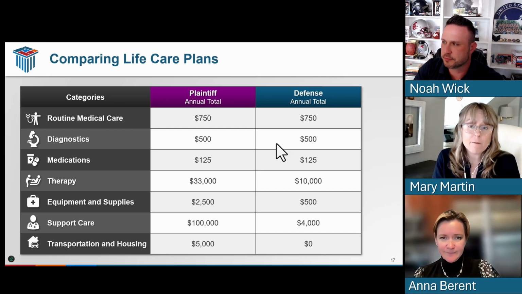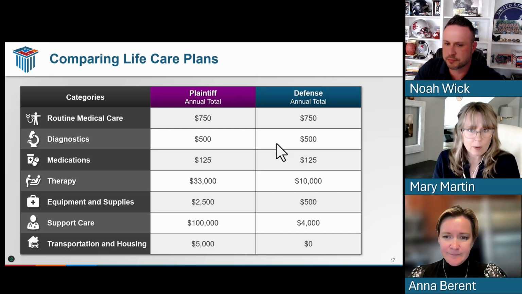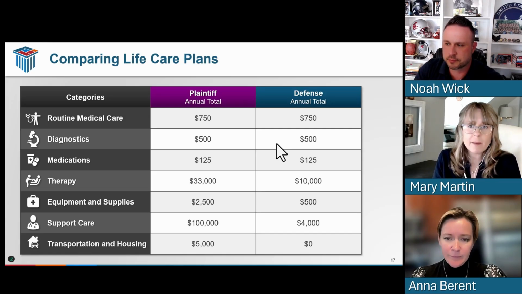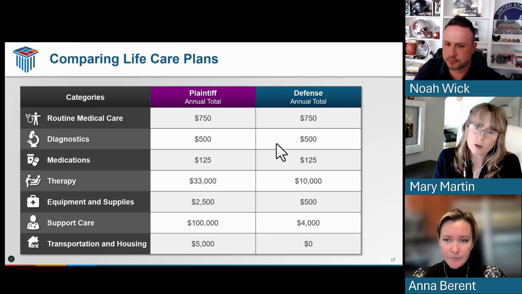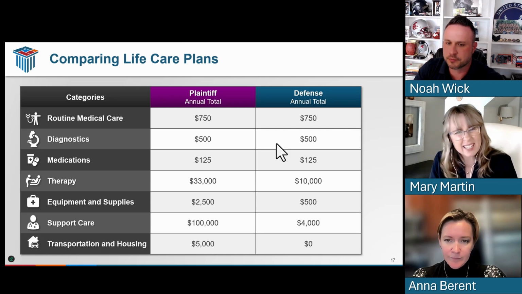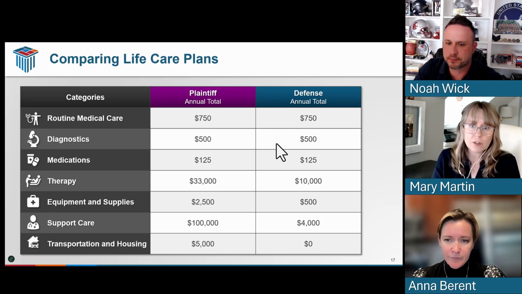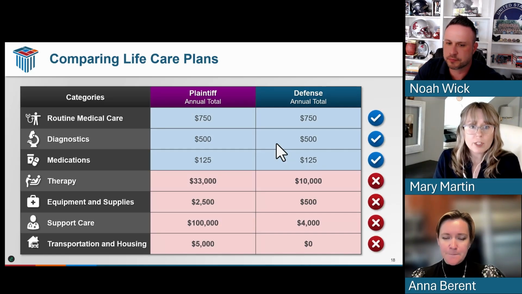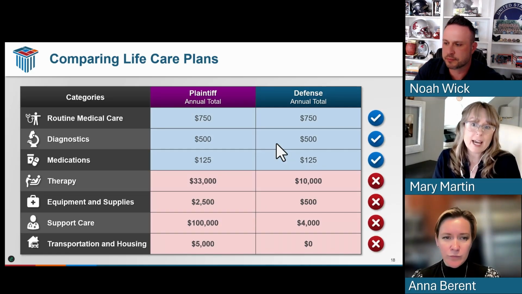The defense may have prepared their own plan, which represents their own assessments of what plaintiff is likely to require medically, or they may have started with plaintiff's plan and said, well, we disagree that this is needed. We agree that this is needed, or we agree that this is needed, but it costs less per item, or it's needed less frequently or for fewer uses. So you'll see all of these little nuances. And what we'll do is go through and identify these areas of agreement and areas of disagreement.